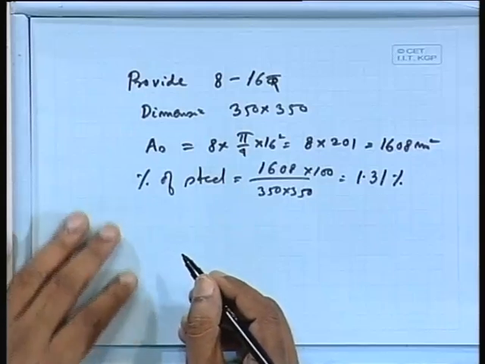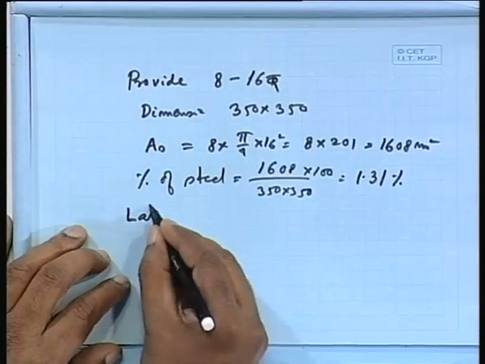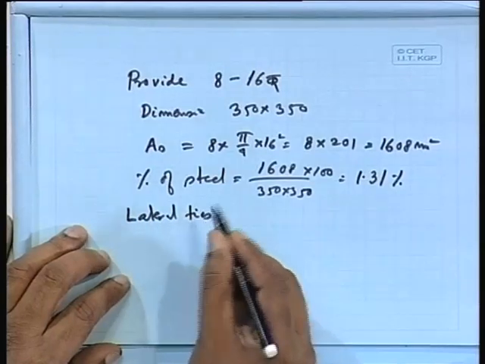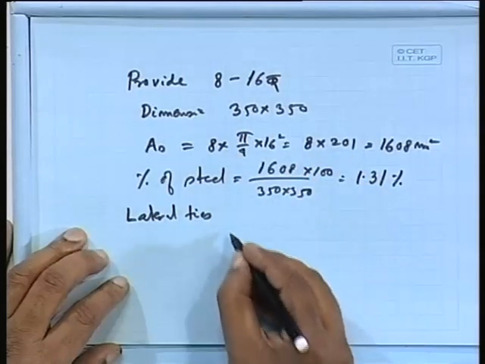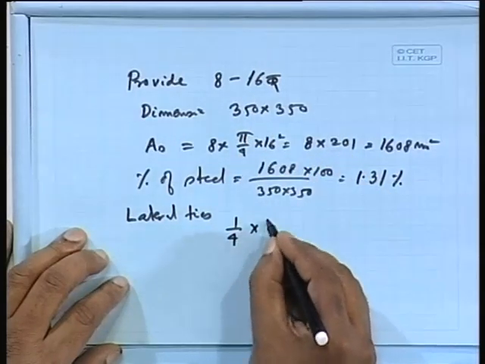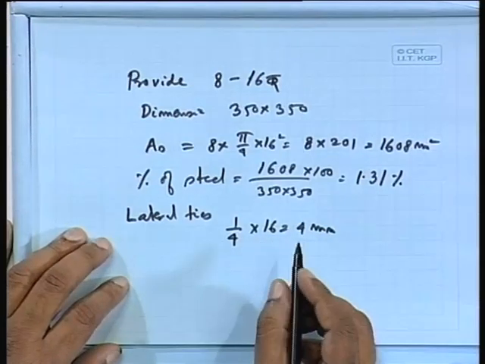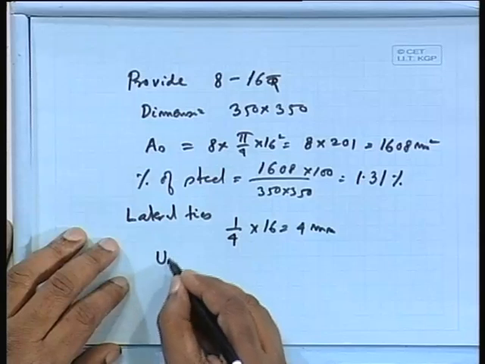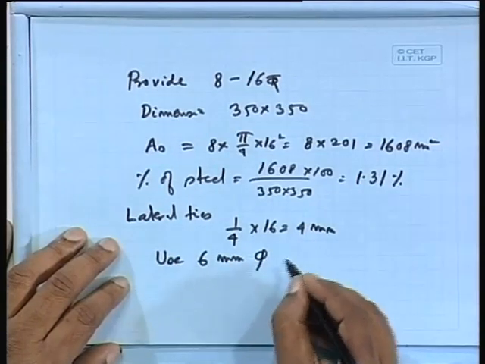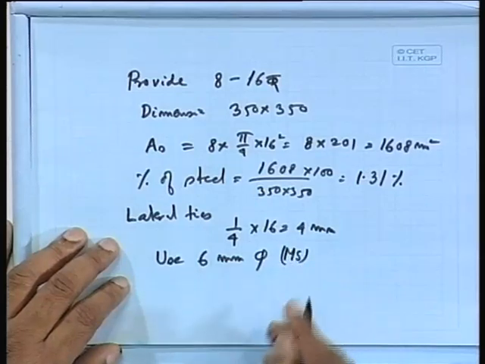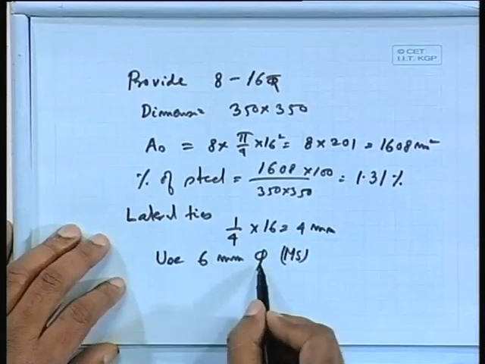What about then lateral ties? We can say 1/4 of 16, which is 4 millimeter, but there is no such bar of 4 millimeter. So use 6 millimeter, and that will be phi, mild steel, because 6 millimeter torr steel is not available. Torr steel is available only from 8 millimeter. So we can provide 6 millimeter.